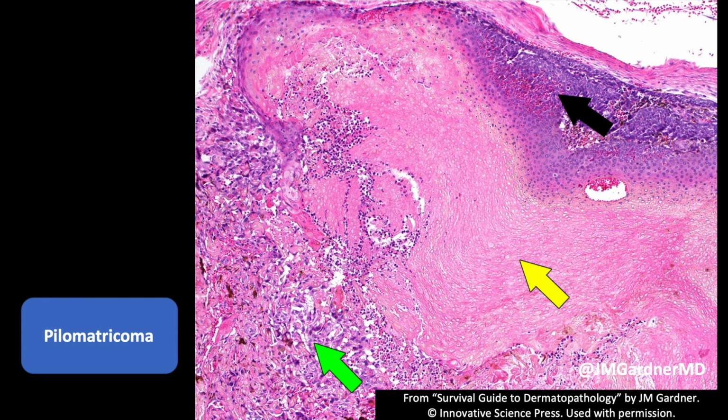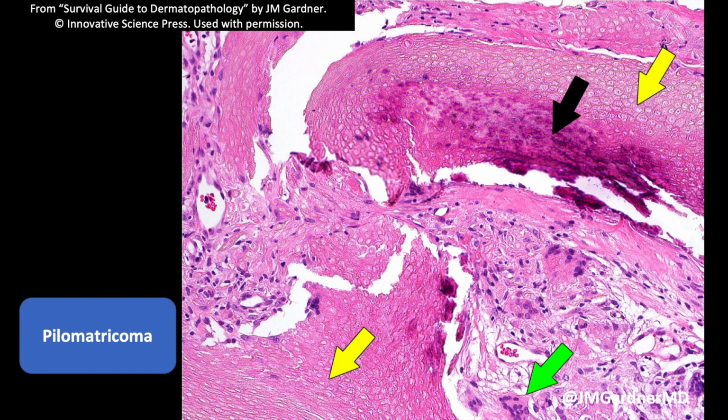I used to take second opinion consults in my former practice, and I saw multiple cases like that where people were like, I think it's pilomatricoma, but there's 20 mitoses here. No problem in my book. Pilomatricoma is a nice benign entity to know about. Calcification and even bone formation can be seen sometimes.